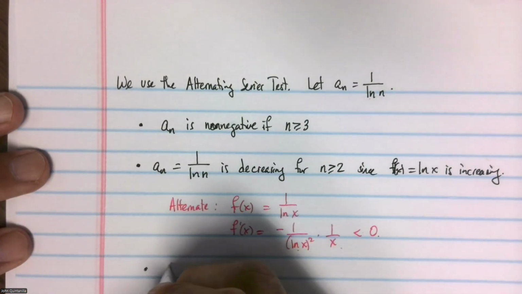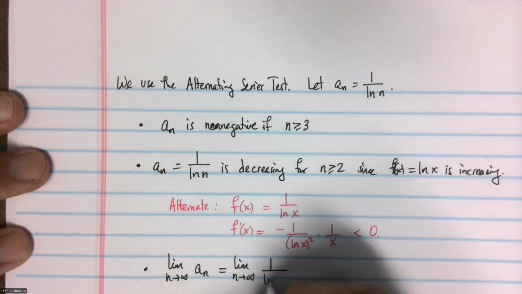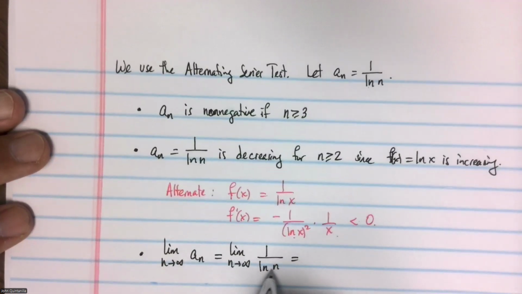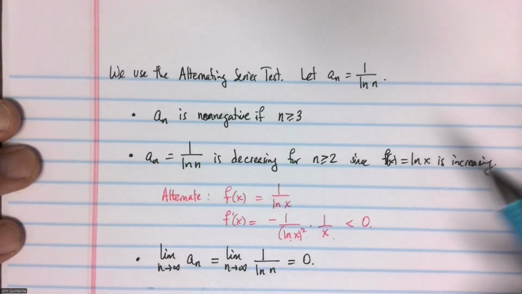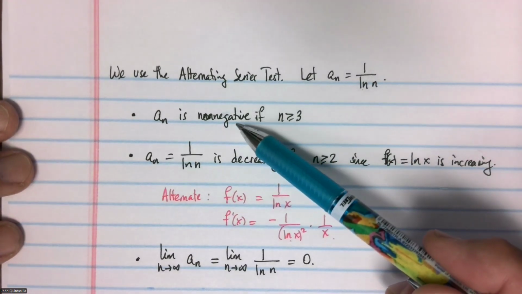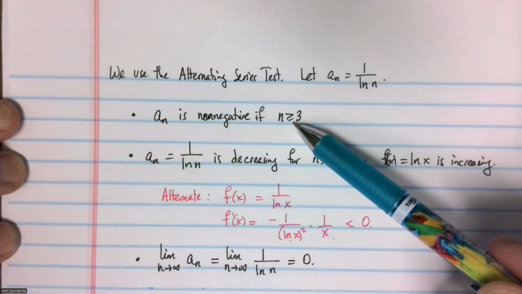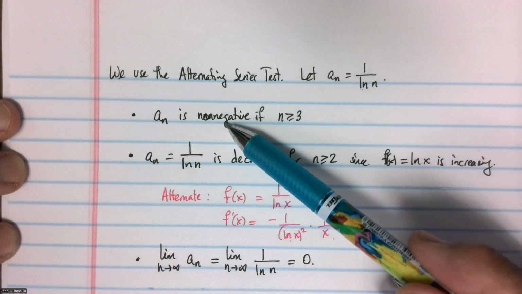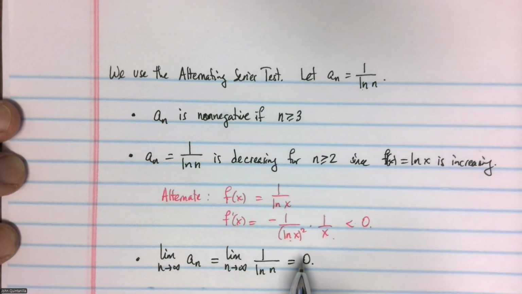The third thing I need to check, the limit as n goes to infinity of a sub n. So the limit as n goes to infinity of 1 over natural log n. The denominator blows up. 1 over something that blows up, that goes to 0. Okay, so we've got all three things checked. The terms are non-negative if n is large enough. Now 1 over natural log 2 is positive, but if n is big enough, it's non-negative. We have a decreasing function, and the limit of these terms goes to 0.